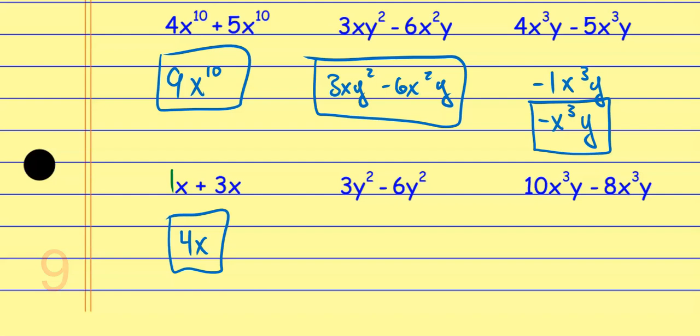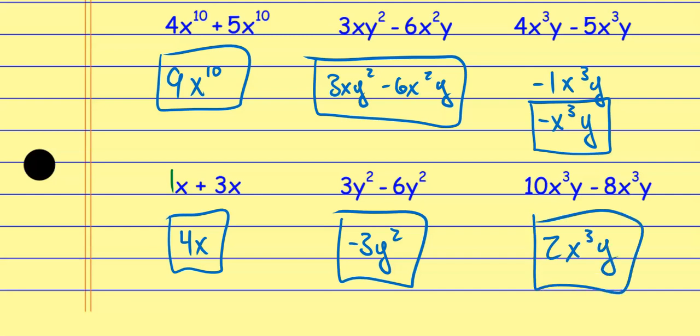Here, 3y squared minus 6y squared. These are like terms, so I subtract. That's a negative 3y squared. The variable part stays the same. This one, x cubed y and x cubed y, the variables and exponents match. These are like terms, so I subtract. That's a 2. And then the variable part stays the same. Okay?